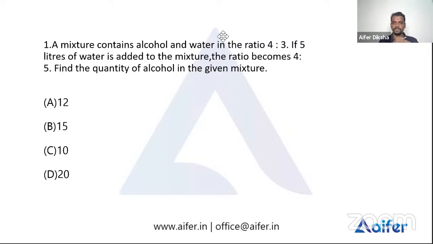So this is a question, a major type of question that is asked from the topic ratio and proportion. For example, a mixture contains alcohol and water in the ratio 4:3. If 5 liters of water is added to the mixture, the ratio becomes 4:5. Find the quantity of alcohol in the given mixture.